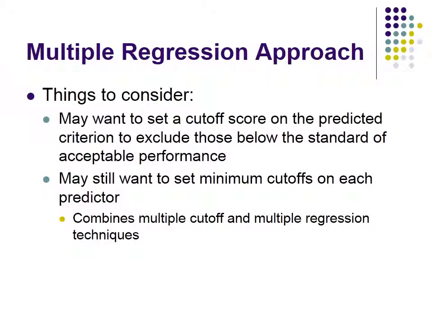Now, some things to consider with the multiple regression approach. We may want to also basically create a hybrid method where we set a cutoff score on the predicted criterion to exclude those below the standard of acceptable performance. So think about it this way.